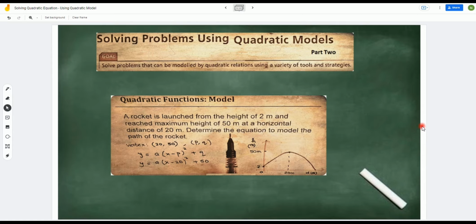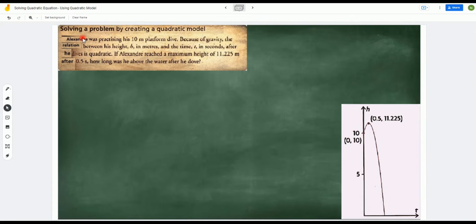In this video, I'm going to talk about how to solve a problem using a quadratic model by one example. The goal is to solve problems that can be modeled by a quadratic relation using a variety of tools and strategies. So let's get started. These are the questions.